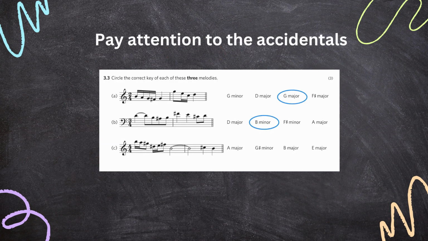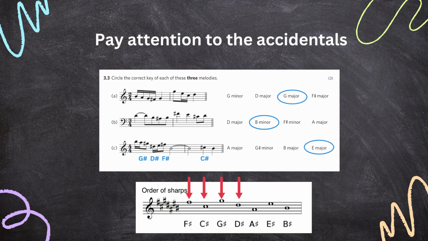In question C, there are 4 sharps in total. They are F sharp, C sharp, G sharp, and D sharp. So this is in E major.